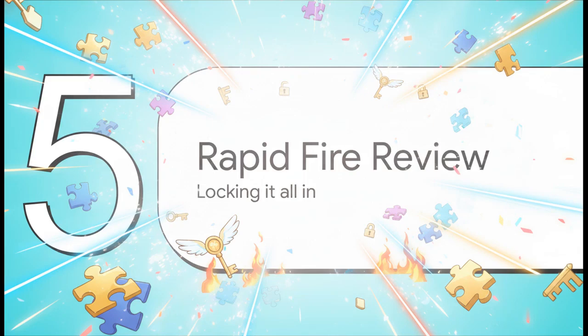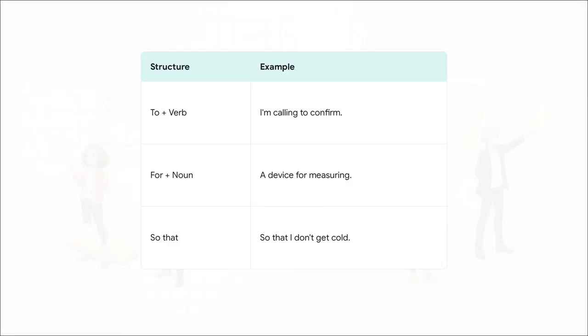And here we are at section 5, the rapid fire rule review. You have done an absolutely incredible job holding all of these rules in your head today. Now, let's prove that you've unlocked this puzzle with a quick rapid fire review. I want you to take a look at this cheat sheet, really feel the grammar, and say these sentences out loud with full confidence. Here we go.